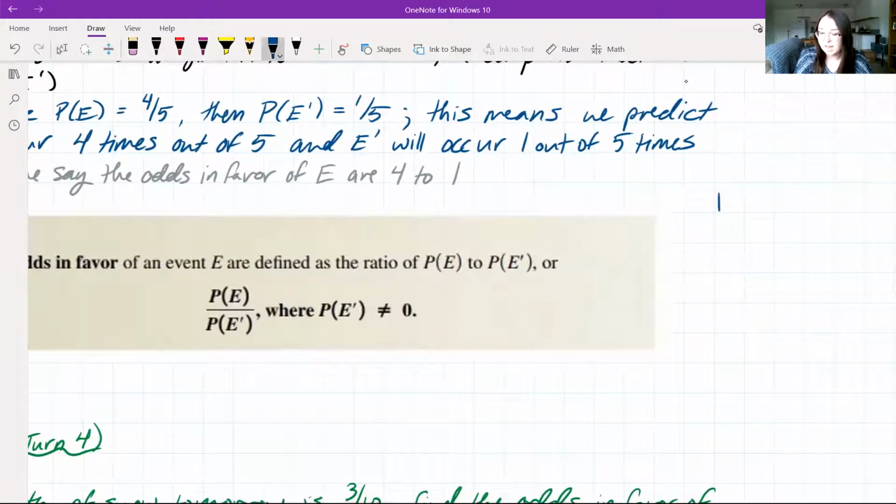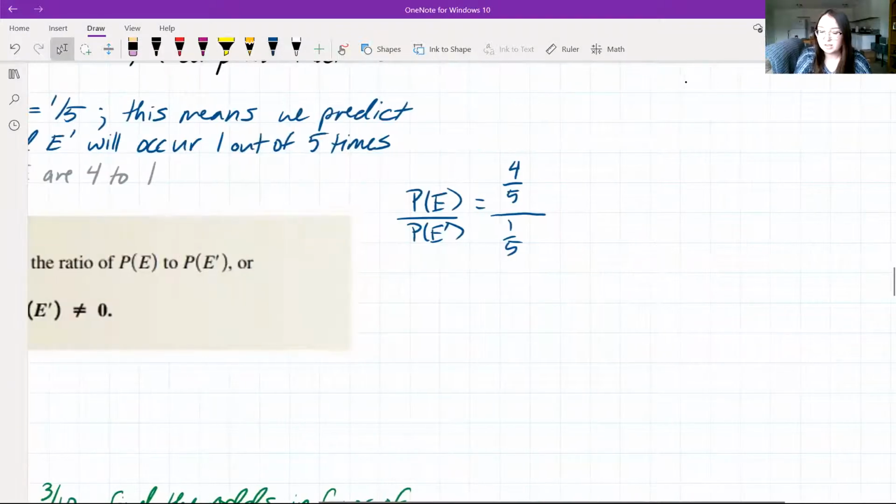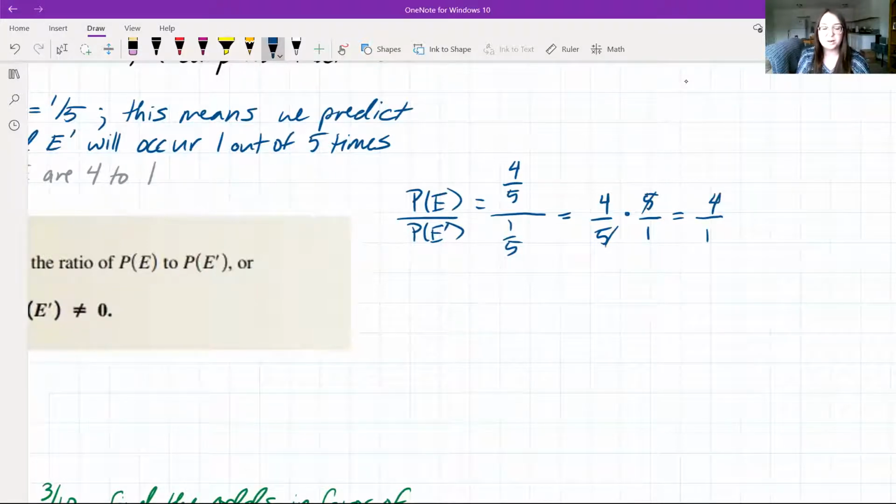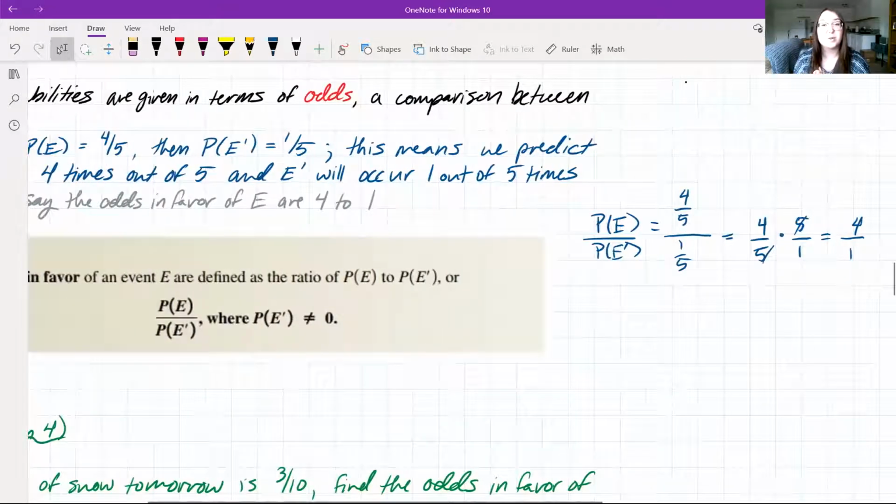In this case, we have the probability of E divided by the probability of E prime. We know the probability of E was 4 over 5, and we're going to divide that by 1 over 5. When we divide by a fraction, that's like saying we multiply by the reciprocal. The 5's cancel out, and we get 4 over 1, which is how we made the comparison. We said 4 to 1. So that's how we get to drop the overall amount of times.